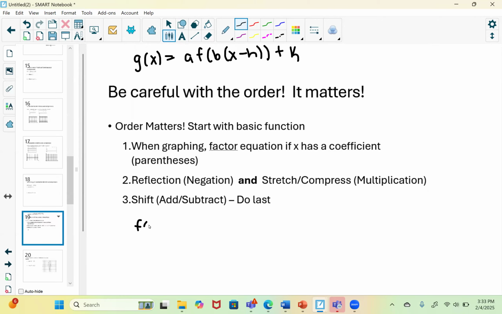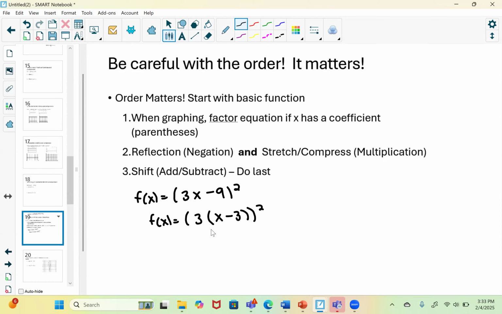So what that looks like is if this is my function, like that. This is not in the correct format because X has a number in front of it, which is that coefficient of 3. So what we're going to do is factor out the 3. And if we factor out the 3, we get X minus 3, and all of that's still in the squared. We have to do that first.